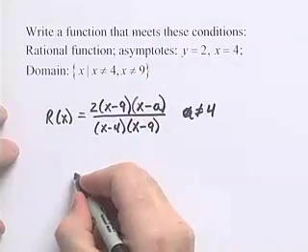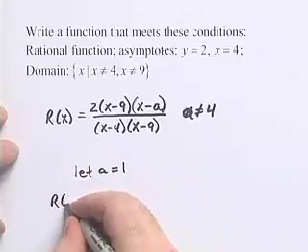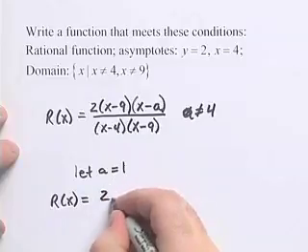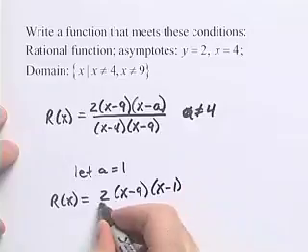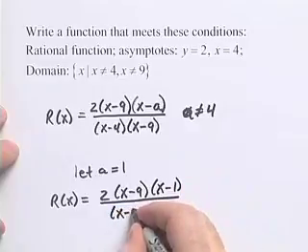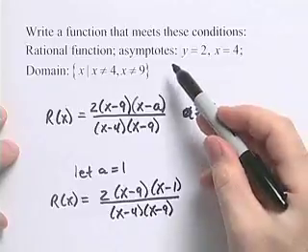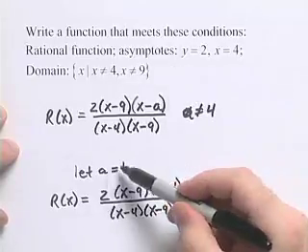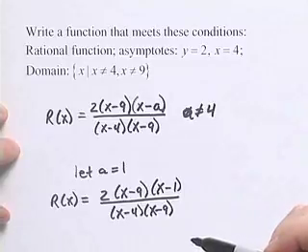We could get a particular rational function by letting a be some number that's not equal to 4. For instance, we could let a equal 1. If we let a equal 1, then our rational function would be r of x equal to 2 times (x minus 9) times (x minus 1) divided by (x minus 4) times (x minus 9). This satisfies all the given conditions, and in one particular case, we can let a be any number except for 4 and we'd get a different particular rational function.